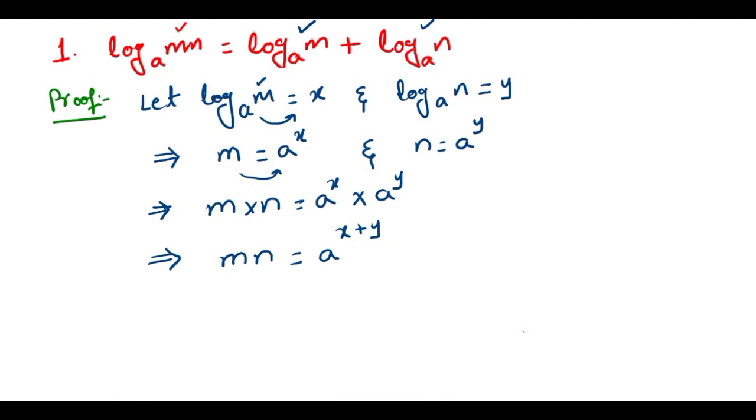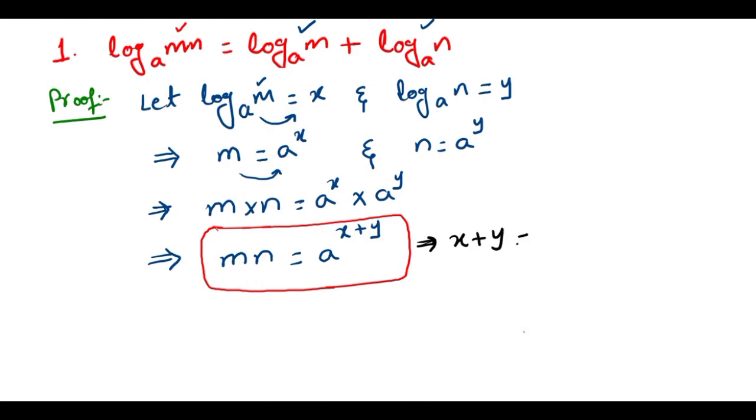That is a power m into a power n is equal to a power m plus n, or a power x into a power y equal to a power x plus y. So these are the formulas. Now finally you can observe here, we got an exponential form, right? So from this exponential form, how to write logarithmic form, that you know very well. We write x plus y equal to log mn base a. So what is x? X is equal to, here already we have taken, log m base a.